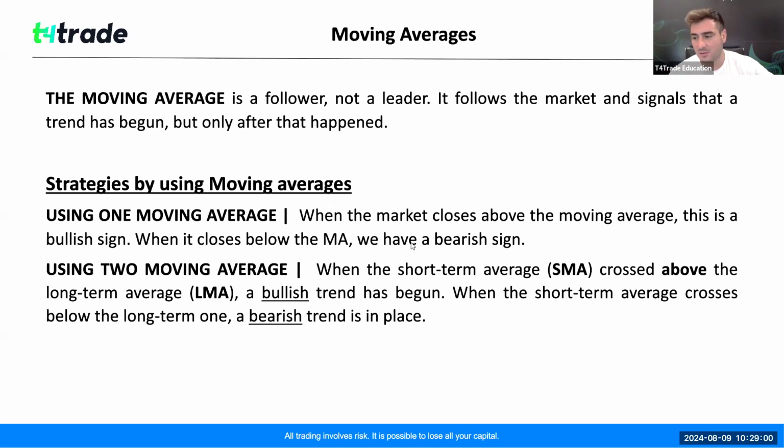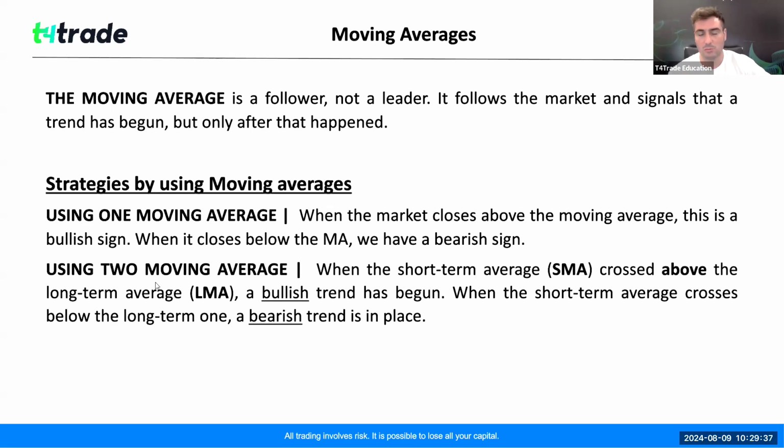The rules are when the market closes above the moving average, when you see a candle breaking above this line, this is considered to be a bullish sign. And when you see the price action closing below the moving average, this is treated as a bearish signal. Super simplistic, it can work on many occasions. On other occasions, it is misleading. So you need to be aware of the shortfalls as well as the benefits.